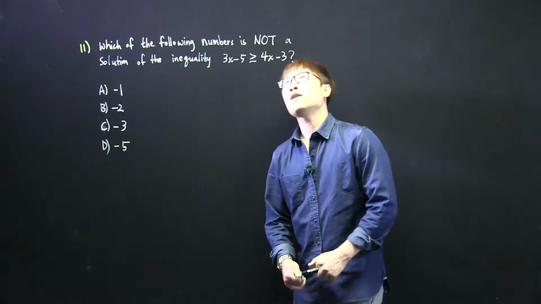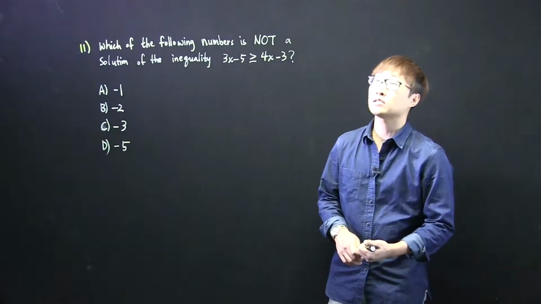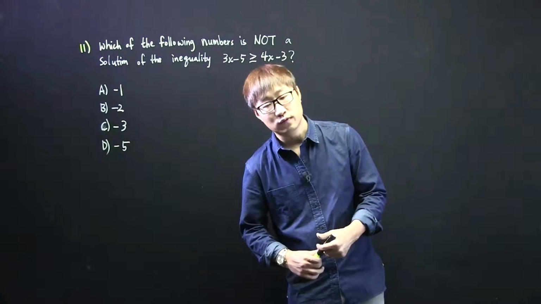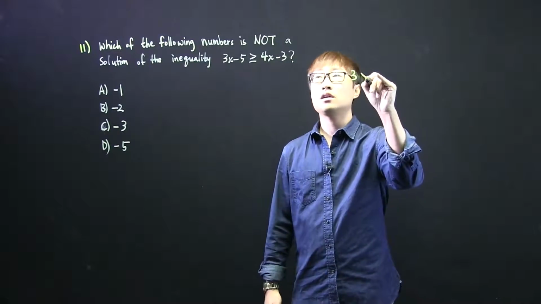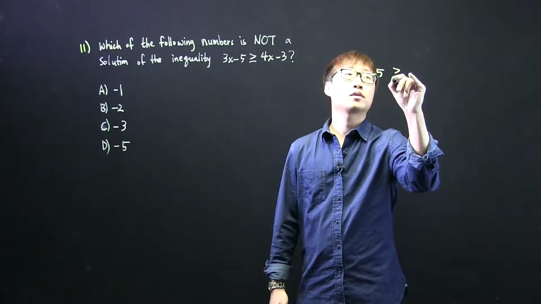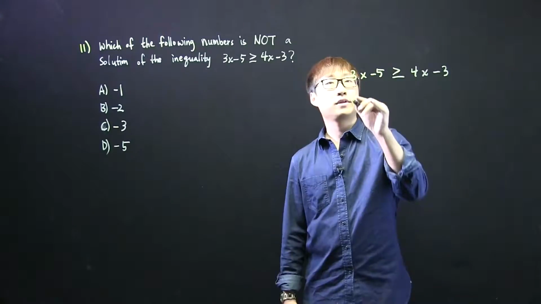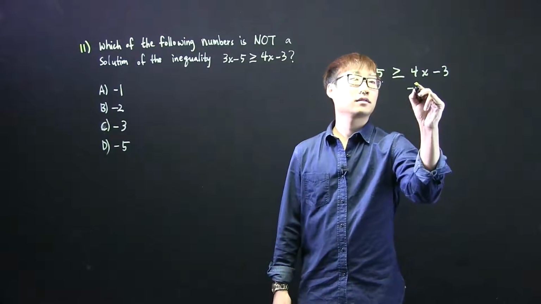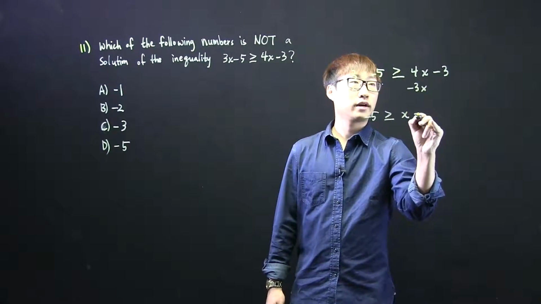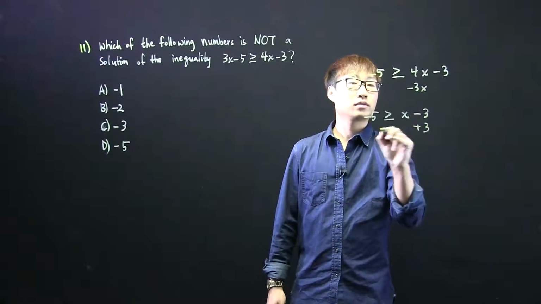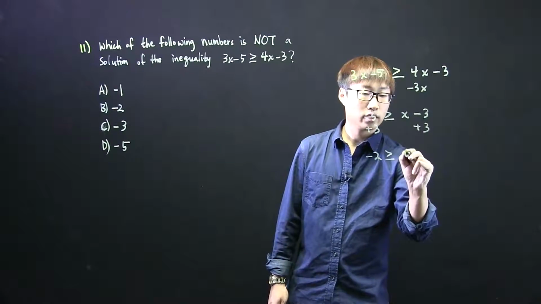Number 11, which of the following numbers is not a solution of the inequality 3x minus 5 is greater than or equal to 4x minus 3? So let's just solve that, right? And see what kinds of x values are possible for this to be met. So let me subtract 3x on both sides. That'll leave me negative 5 is greater than or equal to x minus 3. Add 3 on both sides. Negative 2 is greater than or equal to x.